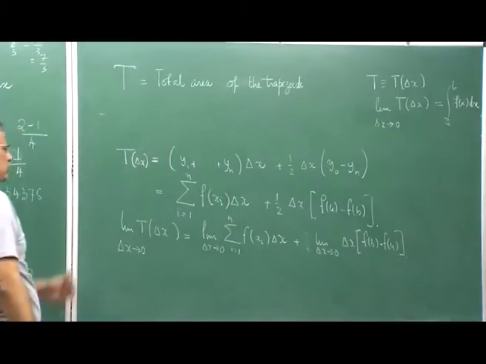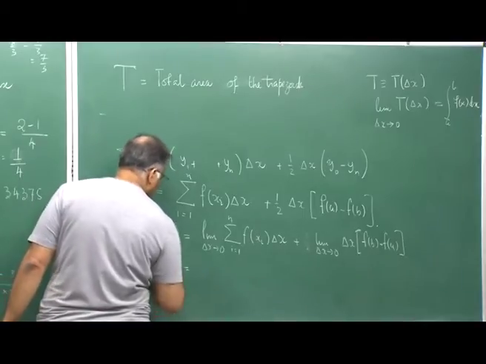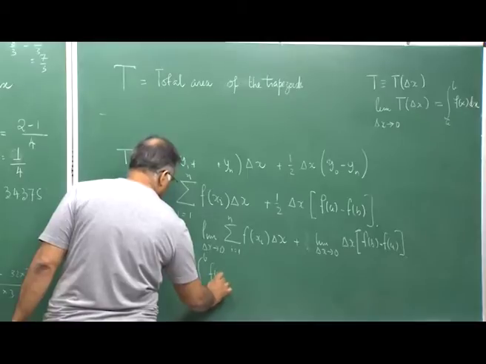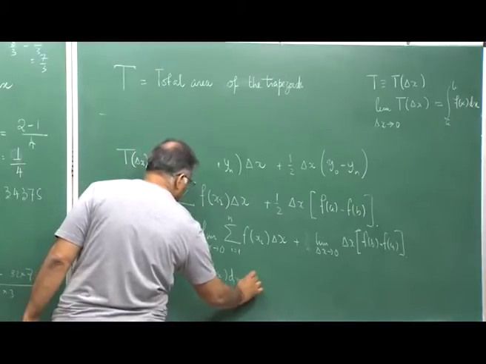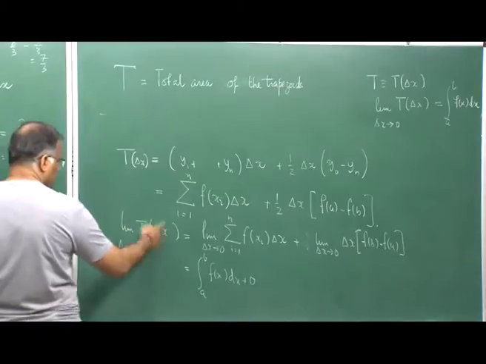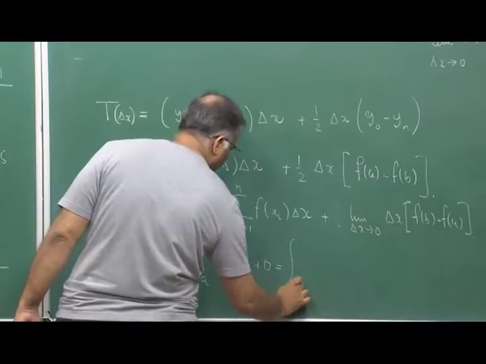So, what does this show? This shows that this is nothing but the integral a to b f(x) dx plus 0, this is 0, that limit, and that is exactly what we intended. The limit of this is this, which is nothing but obviously, at the end, the integral a to b.